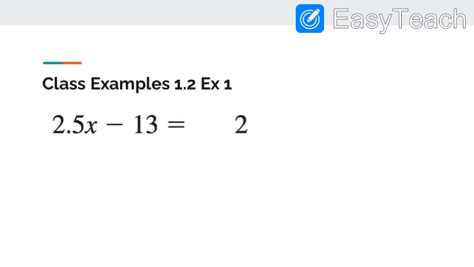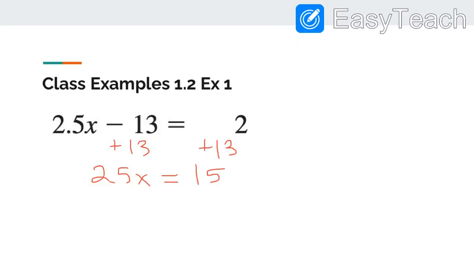Let's jump in. I'm just going to read this one out again. It says we have 2.5x minus 13 equals 2, meaning we have 2.5 times x minus 13 equals 2. The first thing we're going to do is add 13 to both sides. And this will get us down to 2.5x equals 15.